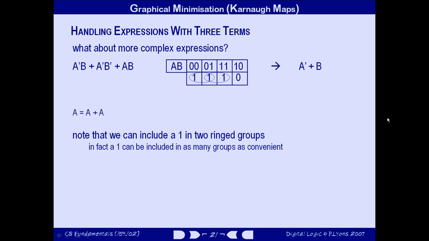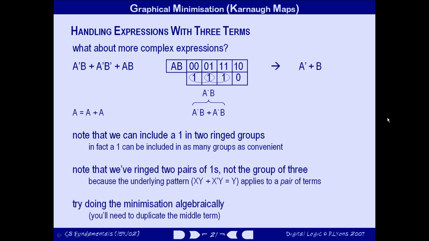Now, why was it legal to reuse that middle one in the second minimization phase? You'll remember that earlier in the course we established that A is equal to A or A. Of course you do. Well, here we're saying that the middle input combination, not A and B, can be replaced by not A and B or not A and B, which gives us two terms, one of which can be used in one phase of the minimization and the other of which can be used in the second phase of the minimization. Try doing the minimization yourself algebraically and you'll find that you have to duplicate the middle term, as I've explained, in order to get the minimized expression that we've produced using the K-map technique.